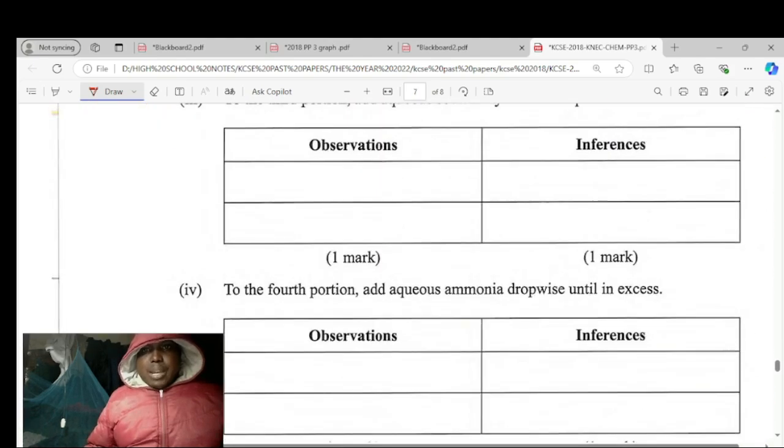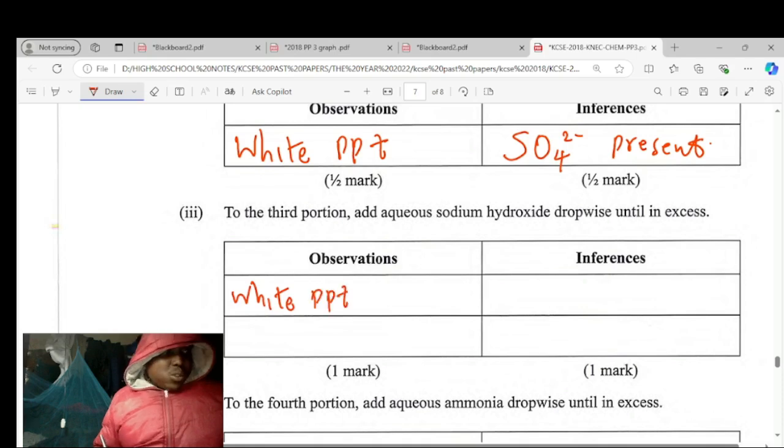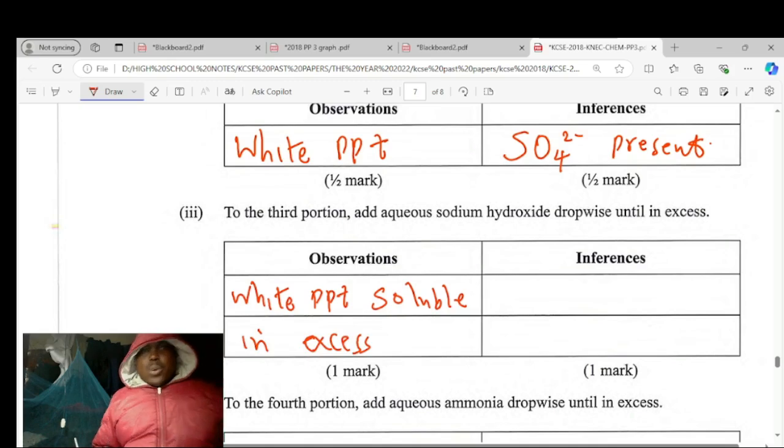Next, sasa hapa tukifika hapa, we are adding sodium hydroxide. A white precipitate is formed soluble in excess. White PPT, which dissolves in excess to form a colorless solution. Soluble in excess. So a white precipitate soluble in excess, it means ZAP is present. ZAP stands for zinc, lead, aluminium, and the amphoteric.